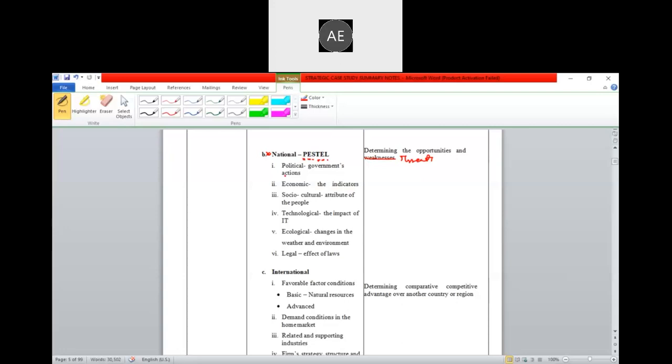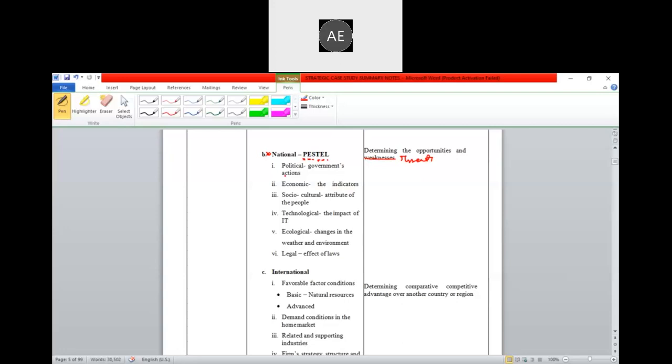The next element in the PESTEL analysis is sociocultural factors. And these are about the attributes of the people, for instance, their age, their gender, their tastes and preferences. So the age distribution, their gender, their tastes and preferences, and other sociocultural factors may help an organization achieve its objective or may threaten or prevent the organization from achieving its objective.